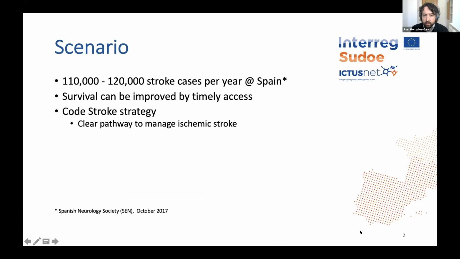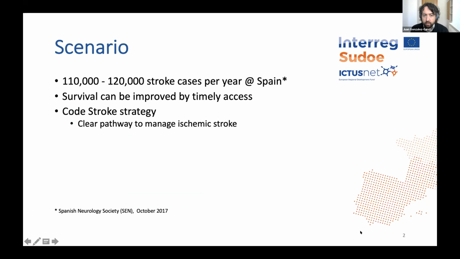The code stroke is a complex strategy. This is just the protocol for providing fibrinolysis or surgery or no action. This is part of the overall code stroke. Imagine this, trying to avoid this in reality.